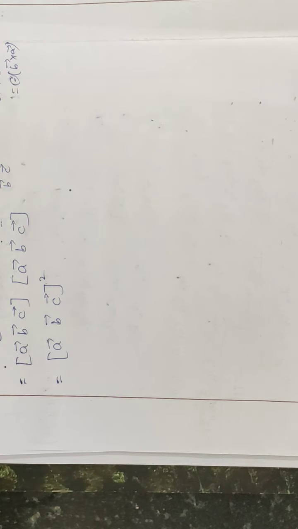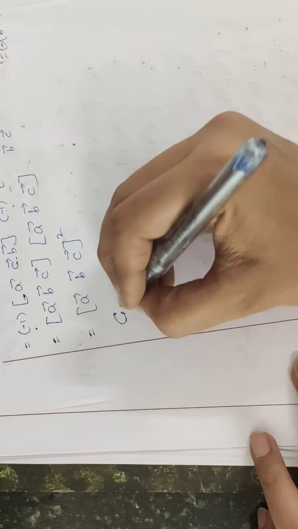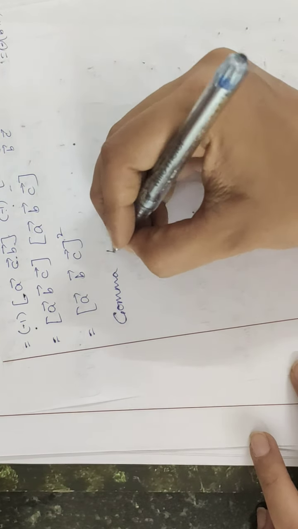So this is all about the problems using the epsilon delta relation. We are able to prove many vector identities, right? So now let's move to the next topic, that is comma notations.